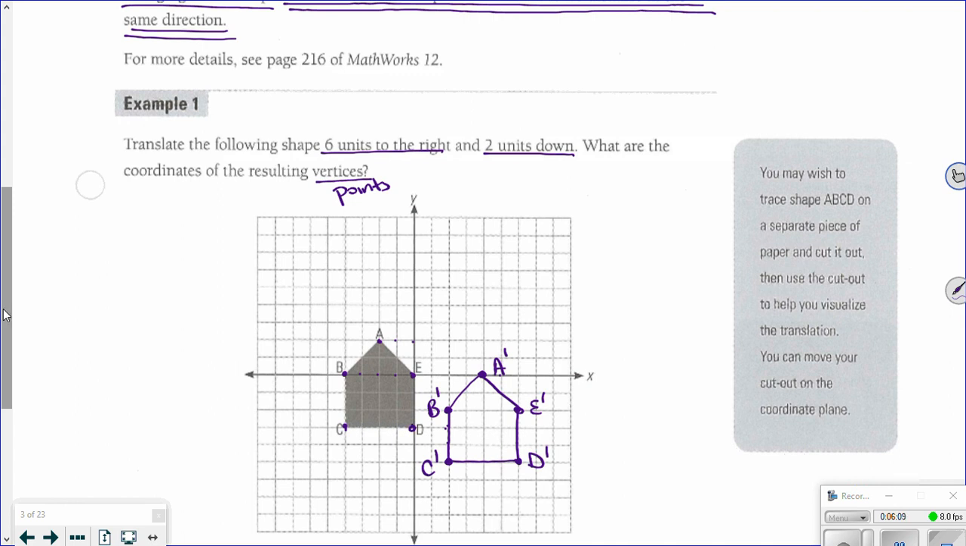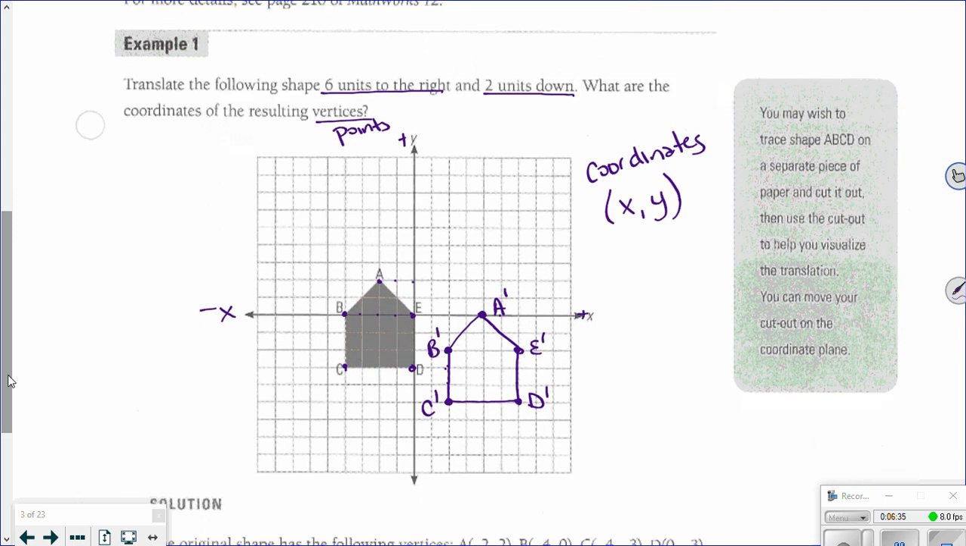That's not the only thing it wants, though. It wants the coordinates as well. Coordinates are always an x value and then a y value. To find our x value, if we're going on this side, this is our positive x numbers. Up to the top is our positive y. To the left side is our negative x. And at the bottom is our negative y.